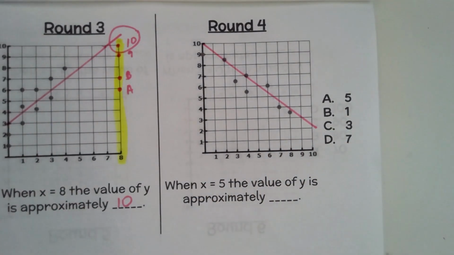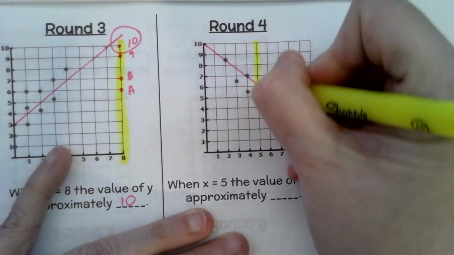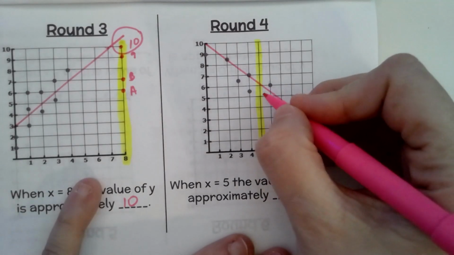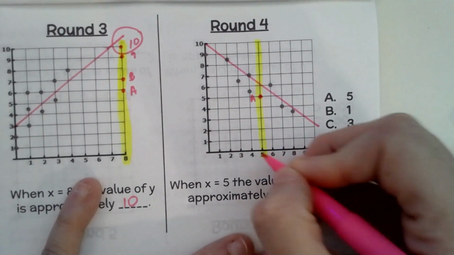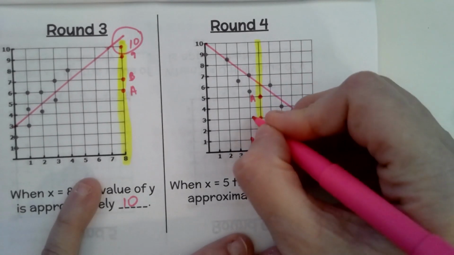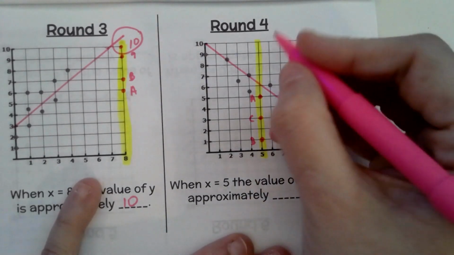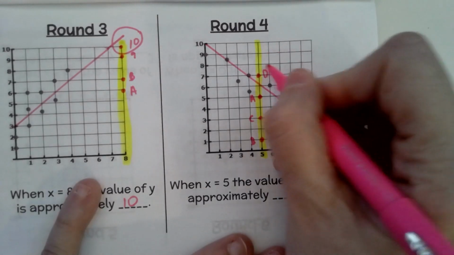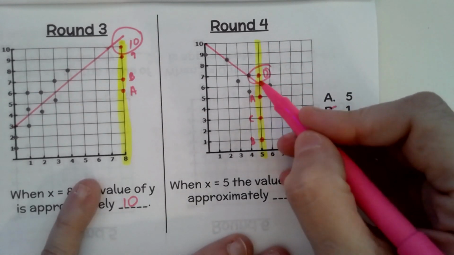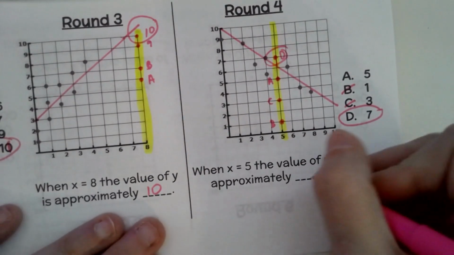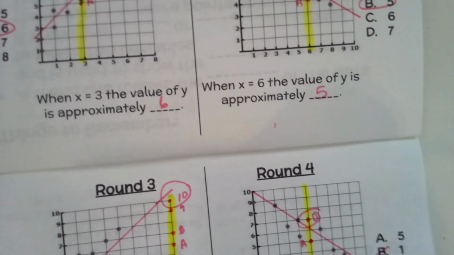Don't be stressed out about that. So it says when x is 5, so I'm going to draw my line down to 5. The value of y is approximately what? Okay, so I'm going to start labeling these. A is 5. B is 1. Well, it ain't B. C is 3. It ain't C. And D is 7. I'd have to go with D for that one, because even though it's kind of between them, the line's a little bit closer to D than it is A. But what would I say? I would say it's probably closer to 6.5.